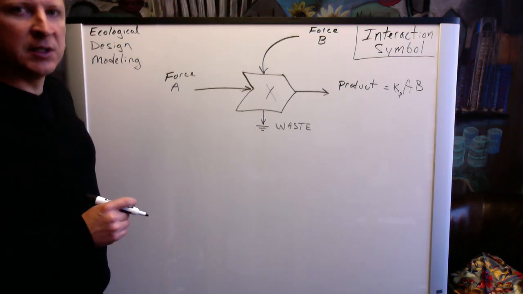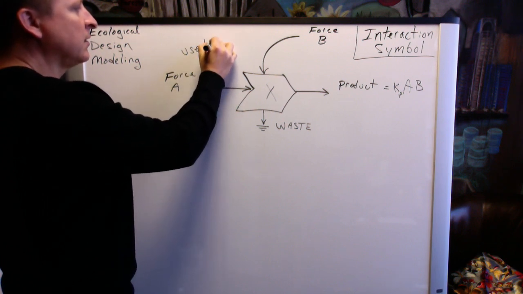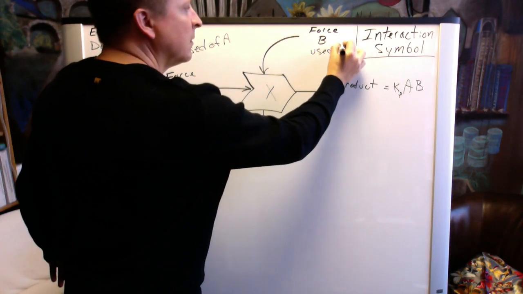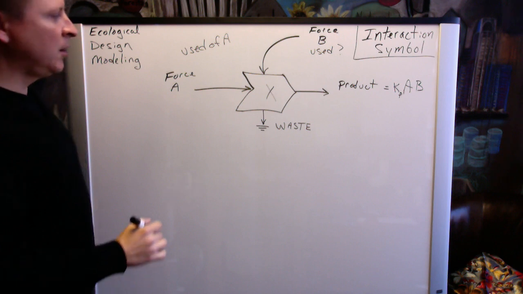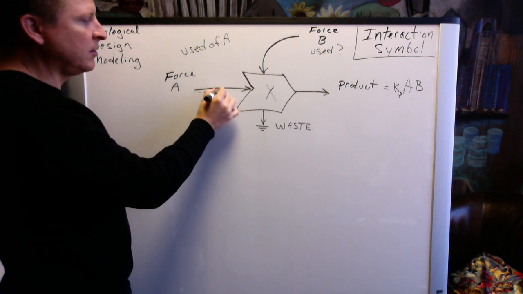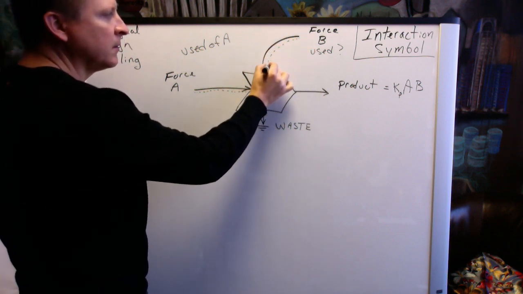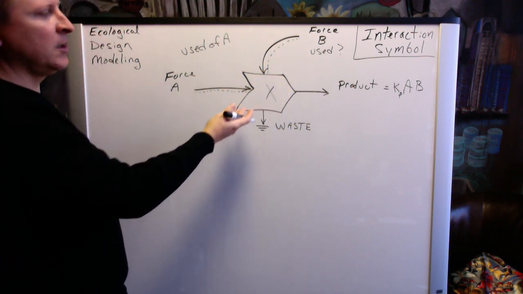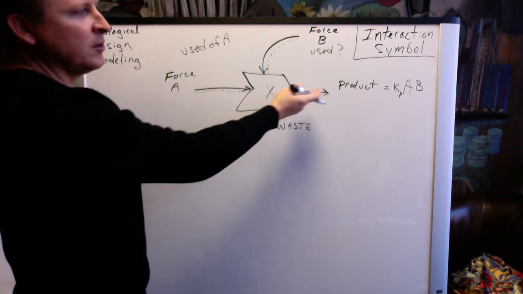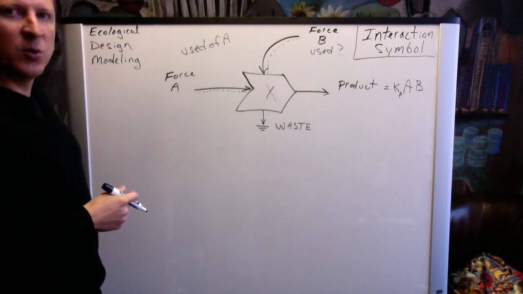That's not all the interaction needs to do. It also needs to tell us about how much we used of A and how much we used of B. So basically it's taking information from the force of A, so you can imagine little bits of information coming into the interaction from both forces. The interaction determines how much it's receiving from these two sources, determines what the product should be, sends that information forward and that product forward as well.